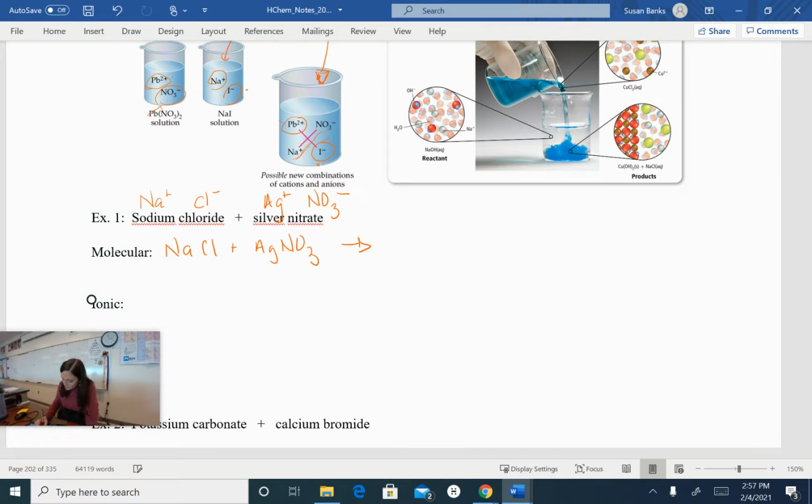Now remember, when we are predicting these reactions, these are all going to be double replacement or double displacement, whichever way you want to talk about them. So that means the sodium is going to get together with the other negative, and the silver is going to get together with the chloride. Okay, so sodium is a +1, nitrate is a -1, so 1-to-1 ratio there.